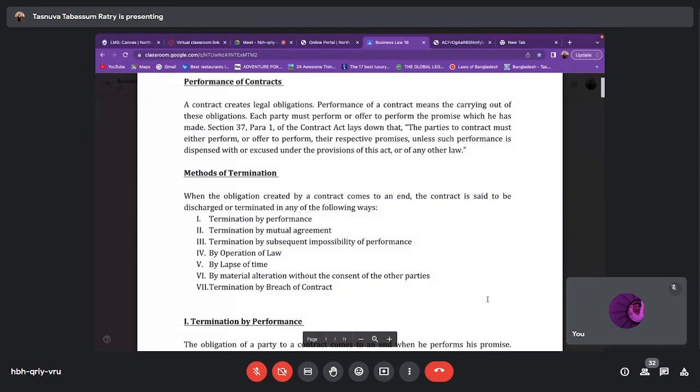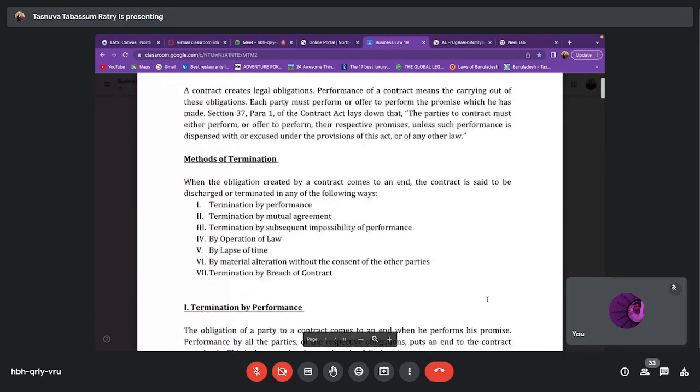Then number four is termination by operation of law. So if there are any changes in the laws, or if we have declared someone as, you already know, an insolvent person, or the company has merged, in that case as well, due to the operation of law, the contract will be terminated as well.